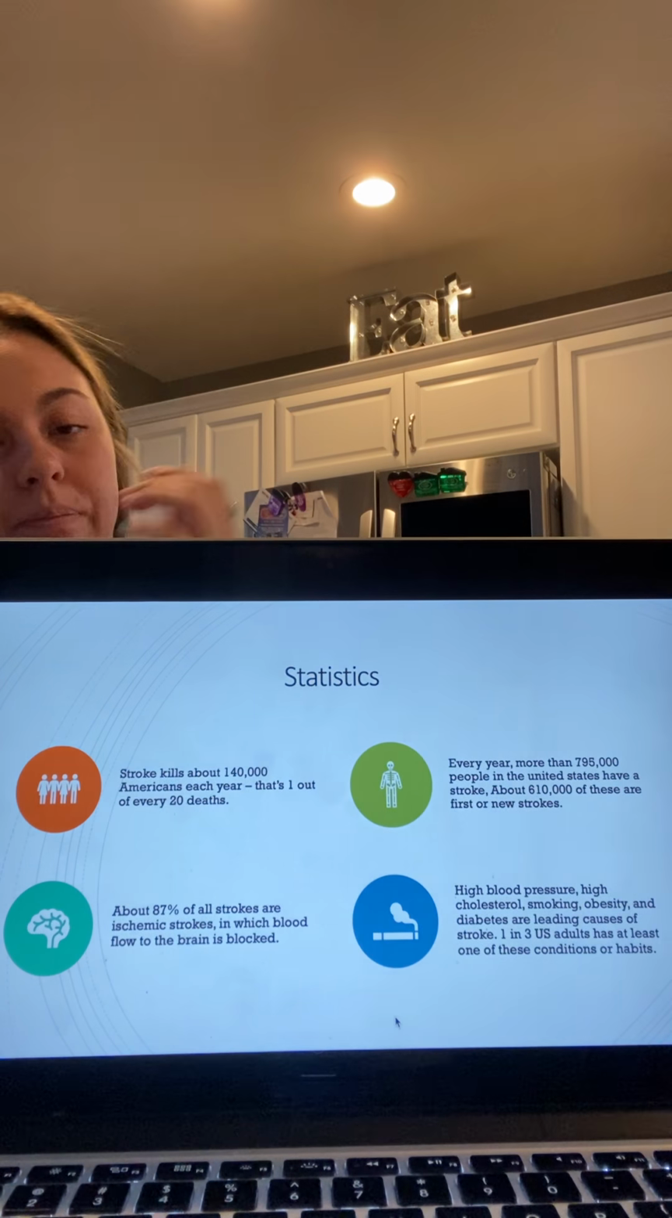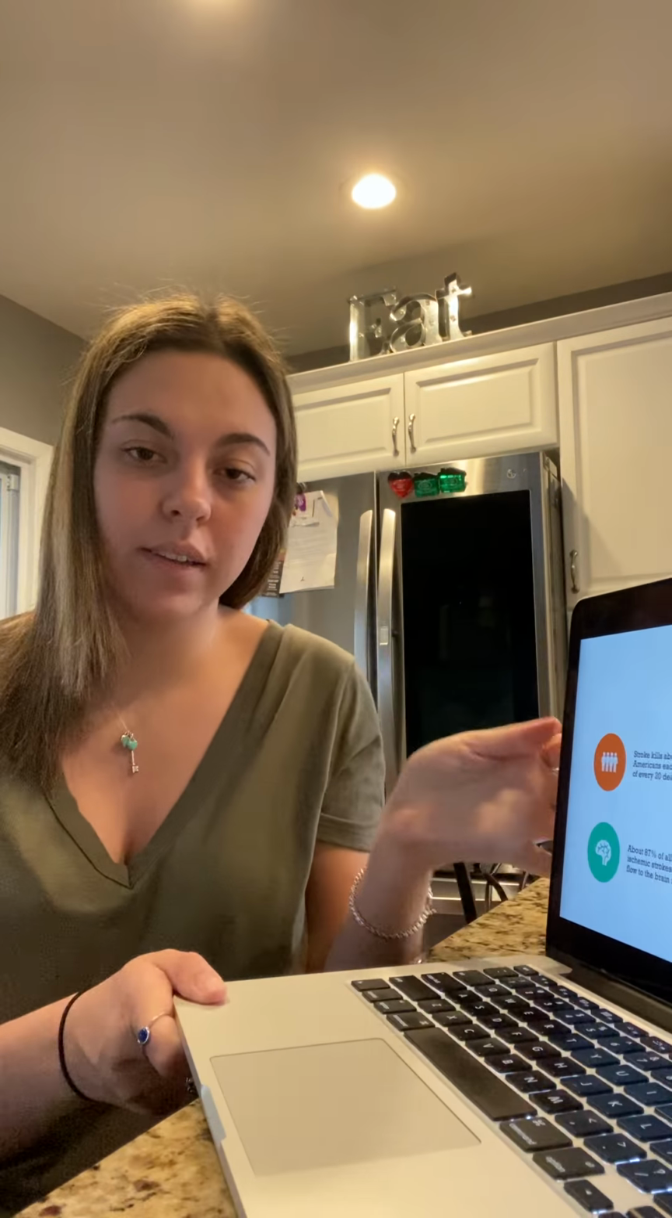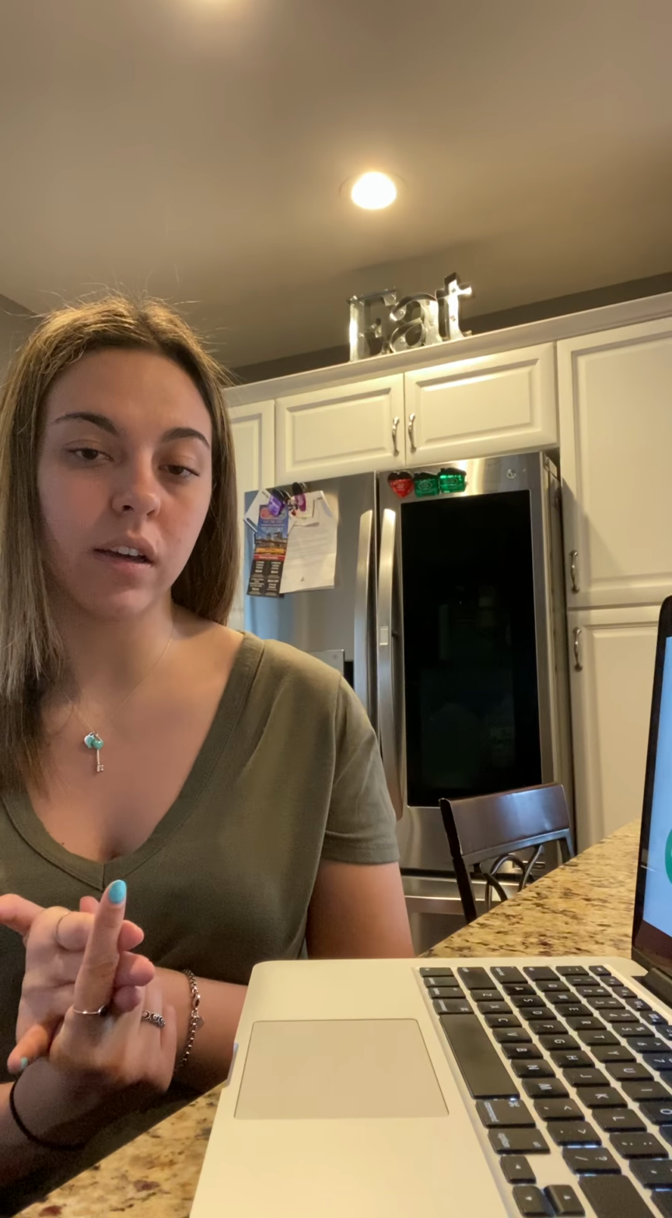So some statistics about stroke. Stroke kills about 140,000 Americans each year. That's 1 out of every 20 deaths. So again, stroke is a pretty common illness. So you want to make sure that you are aware of your family history of stroke, any risk factors you have that could cause a stroke, and really know the Be FAST acronym so that if you think you're experiencing a stroke, you know what to look for.